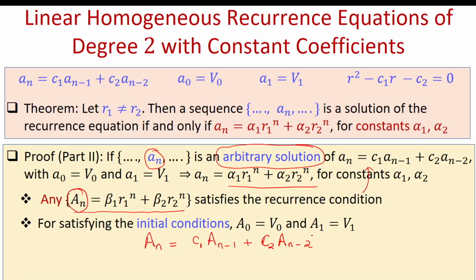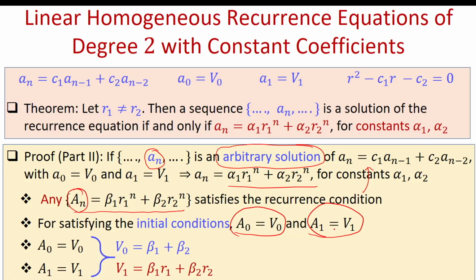Now, if I want to find out the initial terms of that capital A series, we would like the capital A0 term to satisfy V0 and the capital A1 term to satisfy V1, right? If that is the case, then I get two equations in beta 1 and beta 2. How? If I substitute n equal to 0 here, I get one equation, and if I substitute n equal to 1 here, I get another equation.